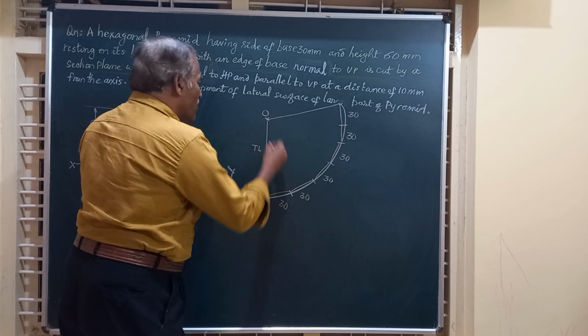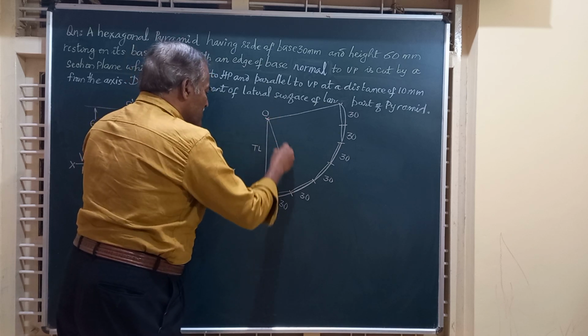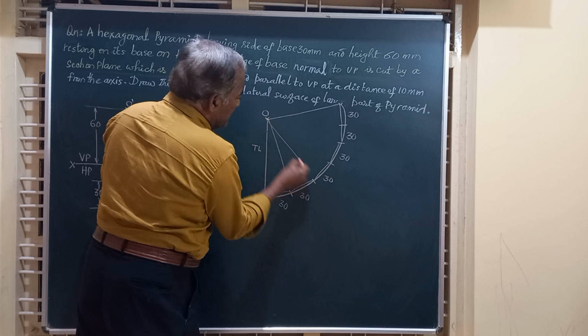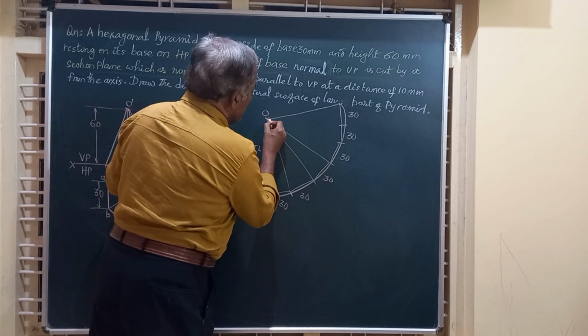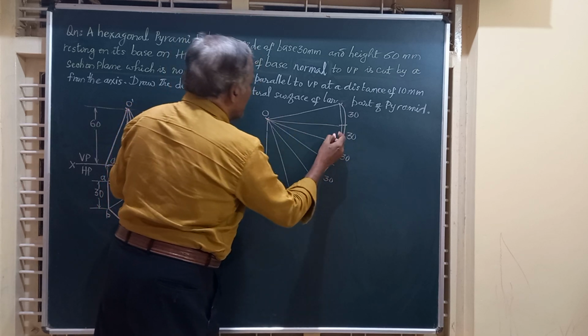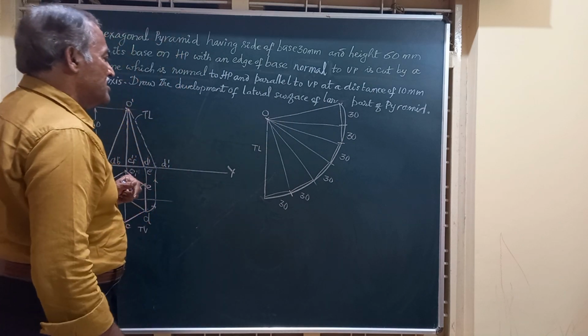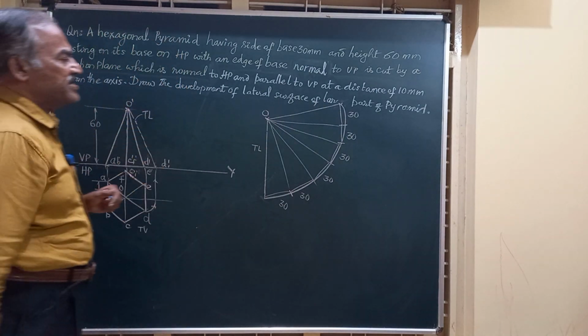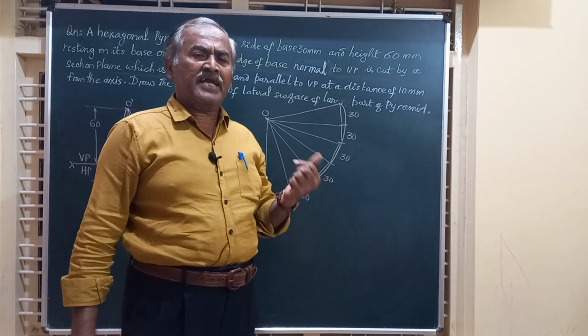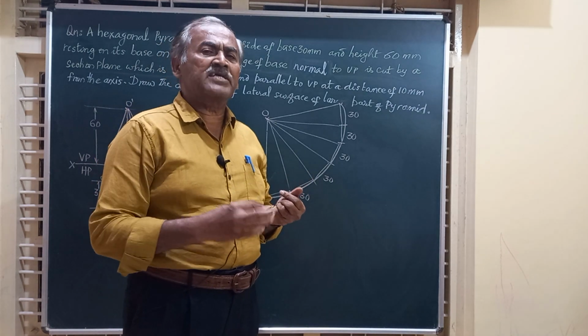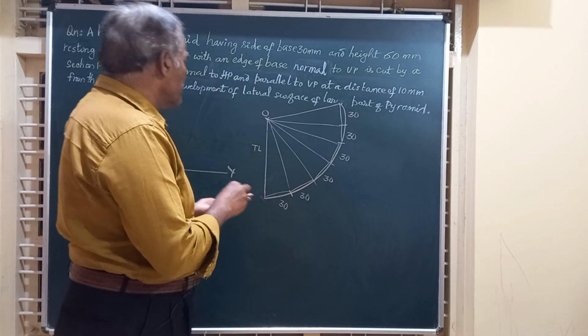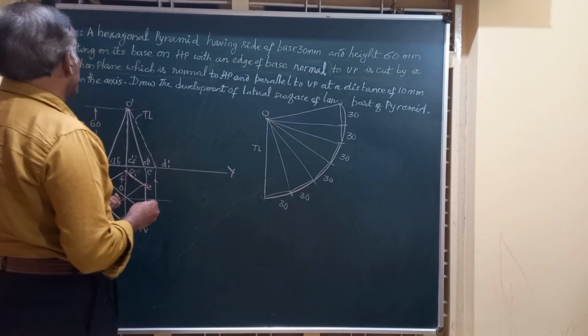Join this O to all these. This is division 1, division 2, 3, 4, 5, and 6. Next comes the development, friends, of the lateral surface when the solid is not cut by any section plane. Now let us mark the section plane.